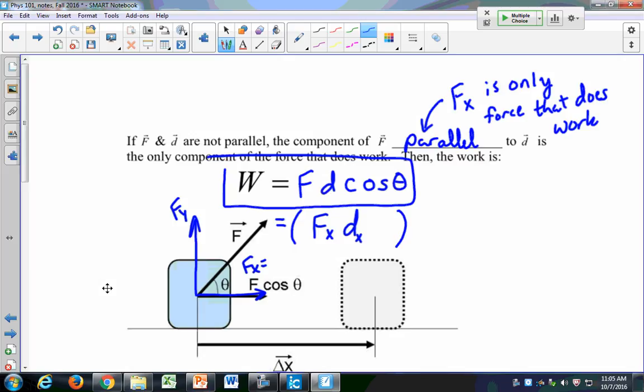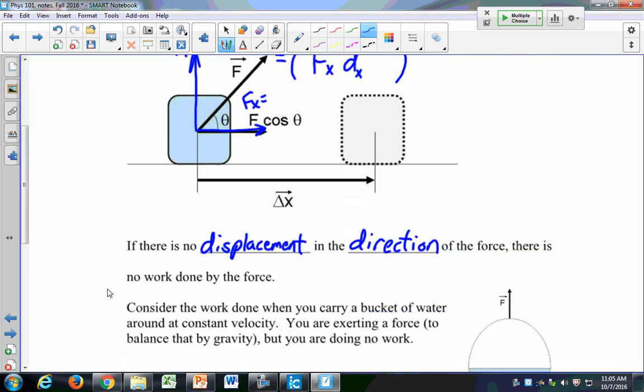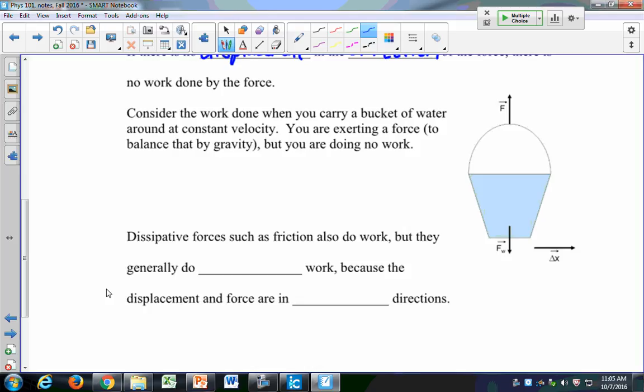All right. So let's imagine that I have a bucket. This is my bucket of water, and I'm carrying it around. When I carry it around, I'm applying a force in this direction, as we talked about last chapter. Right, there's the weight pulling down. I have to exert a force going upwards. But what kind of work am I doing with that force?